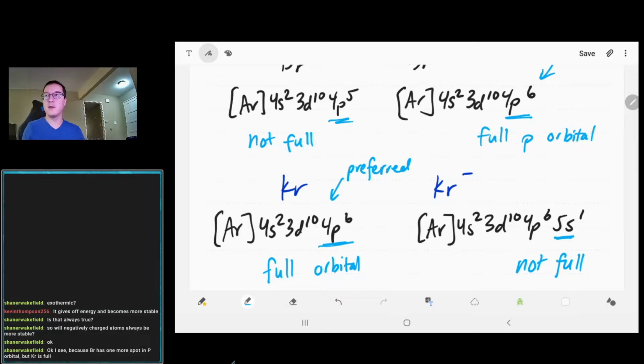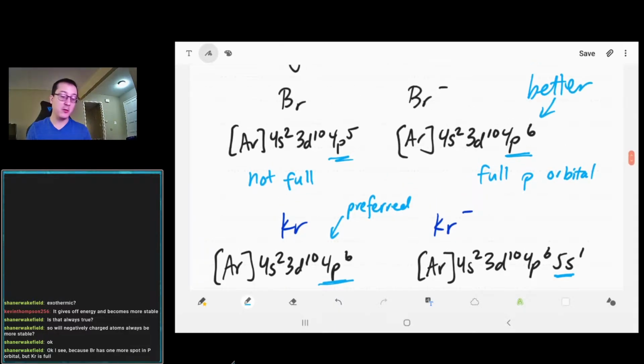It's better. And so that's why it's going to be unfavorable for krypton to gain an electron, but favorable for bromine to gain an electron. I guess I'll be consistent. I'll write better for this.